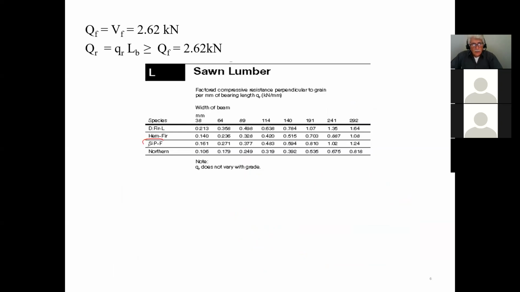Now here we're using SPF. You'll note that the QR does not vary with grade. In other words, whether I'm using select structural, number 1, number 2, number 3, utility grade or stud grade, QR stays the same. What is the width of my member? 38, and therefore my small QR value, in units of kilonewtons per millimeter, is 0.161. So for every millimeter that this joist is sitting on its support, it's able to develop a resistance of 0.161 kilonewtons.